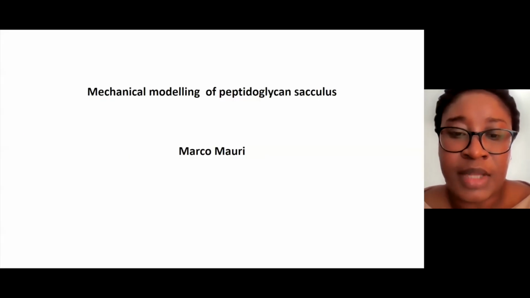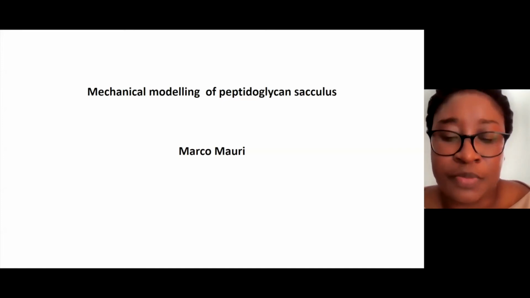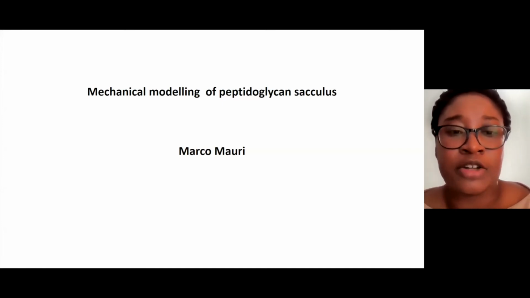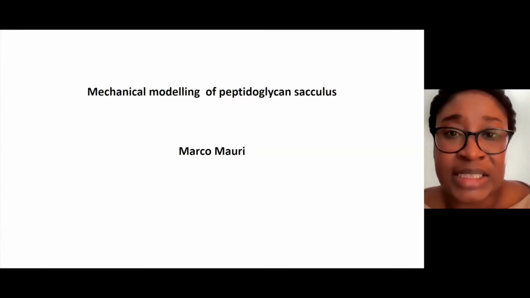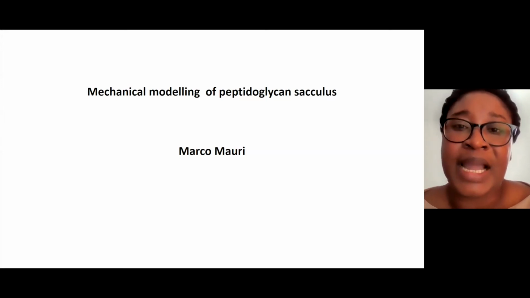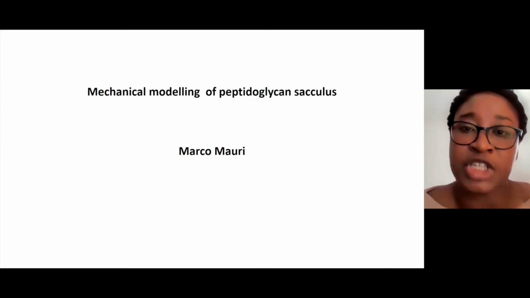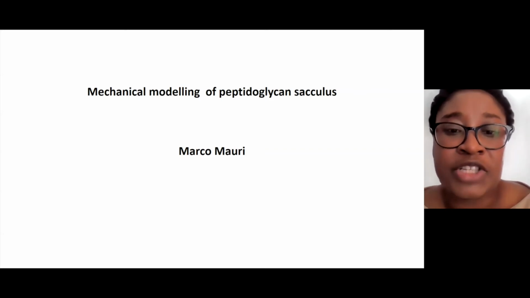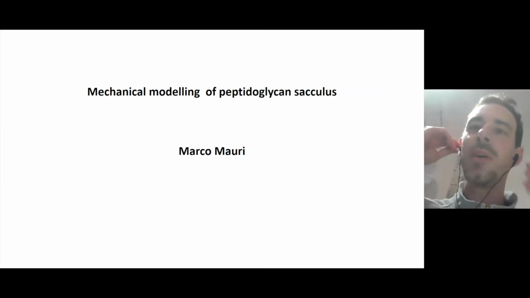Next. At this point, I will hand over to Marco, who is going to talk to you about the mechanical modeling he is working on putting in place, to be able to study the mechanical properties associated with these glycan strands. Over to you, Marco.